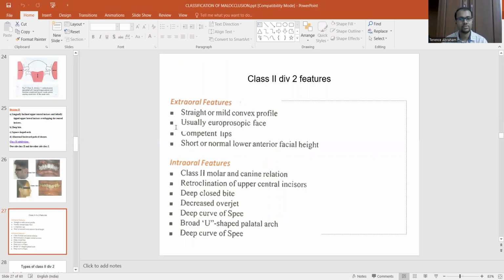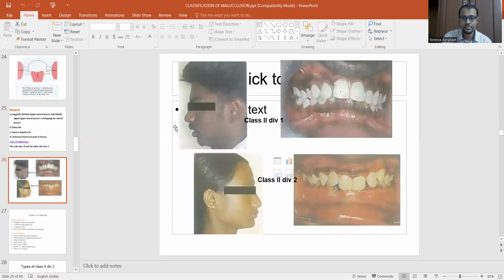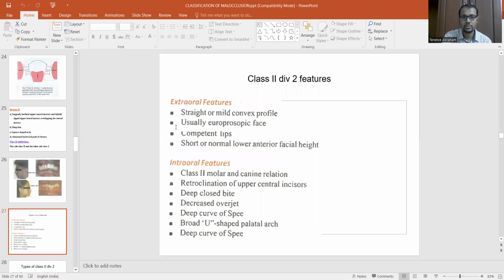Intraorally, you can see class 2 molar and class 2 canine relation. Upper, as I told before, upper centrals are proclined and there is crowding and overlapping of laterals over the centrals. There is deep bite, overjet is decreased, crowding is present, upper arch is broad and U-shaped. These are the various intraoral features of class 2 division 2.